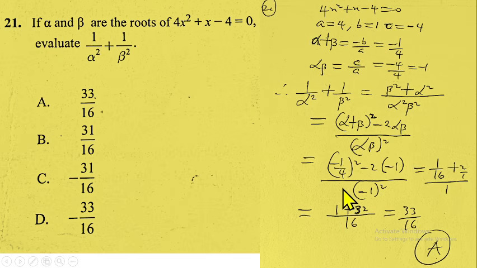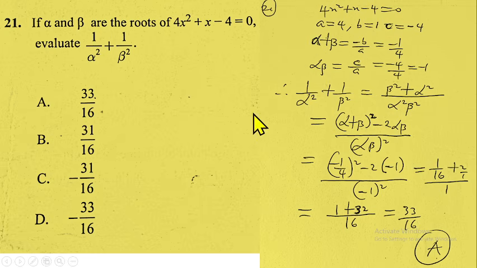If you simplify that further, minus 1 over 4 squared will give us 1 over 16. Minus 2 times minus 1 will give us plus 2 over 1 squared. Minus 1 squared is 1. So you are left with 1 over 16 plus 2 over 1. Then we can find the LCM, and the LCM is 16. 16 in 16 is 1 times 1 is 1, then plus 1 in 16 is 16 times 2, 32. 1 plus 32 will give us 33 over 16. So option A is the correct option for question number 21.